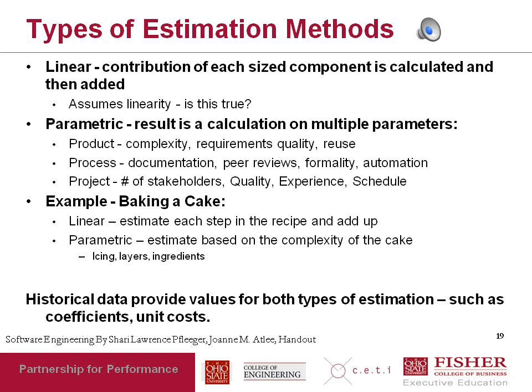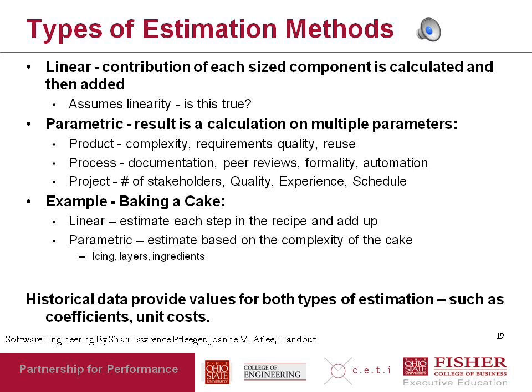The second kind of estimation is parametric estimation, where the final estimate is a formula that is applied to various assumed or visible parameters of the thing that you're estimating. So for example, in a software project, you might look at the parameters of the product that you're building, or the process that you're using, or project parameters such as number of stakeholders and the quality and experience of the team and the schedule that you've been asked to work under, and so on.